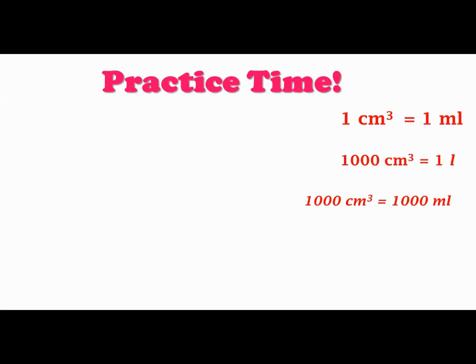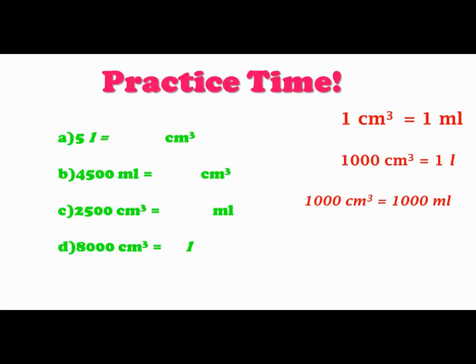As you know, practice makes a man perfect, so let's do some practice to convert these quantities. In question A, we have to convert a larger unit into a smaller one, so we will multiply 5 by 1000 to get the answer. That is 5000 cubic centimeters.